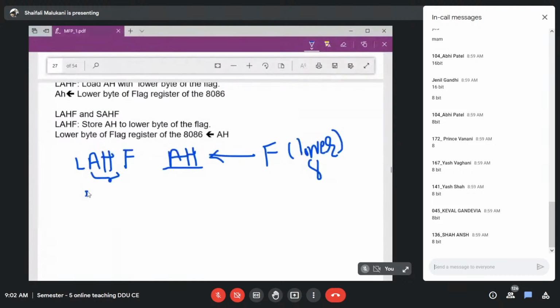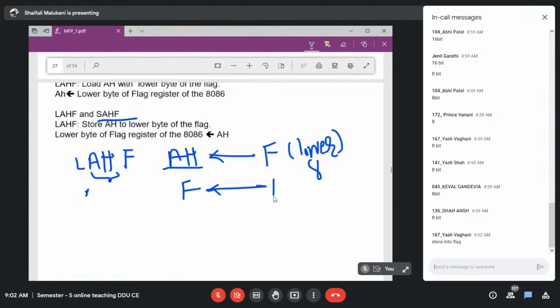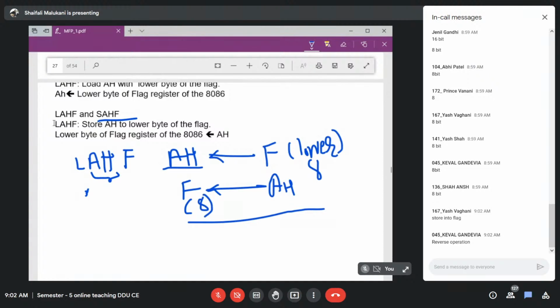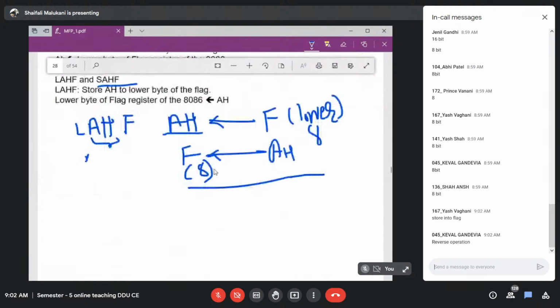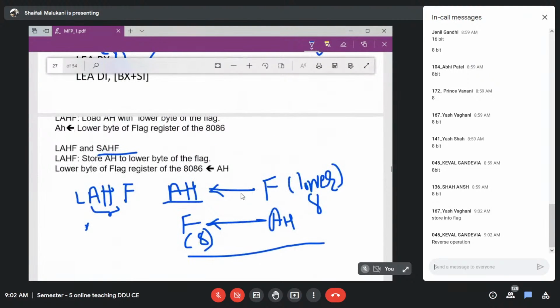Now, can you tell me what SAHF will be? Store AH to the lower byte of the flag. What are we doing here? In the flag, I am storing. Yes, store into the flag register. Store the value of AH to the flag. Reverse operation. True. So this is 8 bits. These are very useful instructions. We will take an example at that time, and it will be more clear. We need a few more instructions, so I'm not going into that now. But fine, I think these two instructions are clear to you.